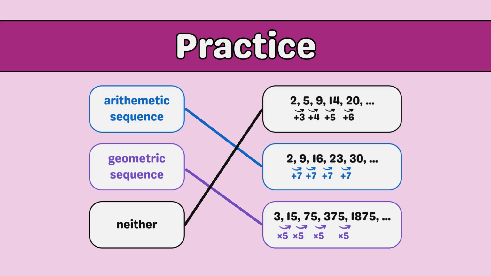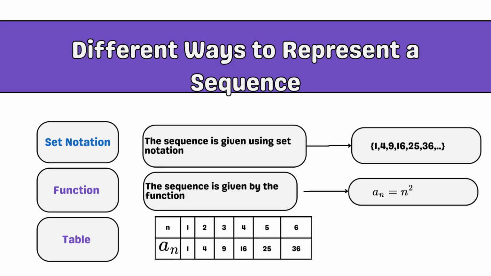When the adjacent data has a common ratio, the sequence is a geometric sequence. In the third data set, the number after 3 is 15, the ratio between adjacent data is 5, and that ratio is the same for the next adjacent data and so on, therefore, the set is a geometric sequence. We have learned the sequence and how to identify its type, such as arithmetic or geometric. Now, let's look at 3 different ways to represent a sequence: set notation, function and table.